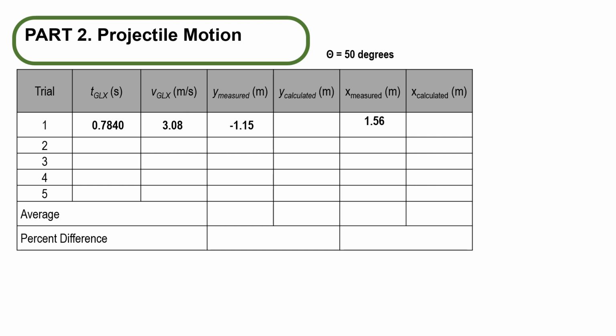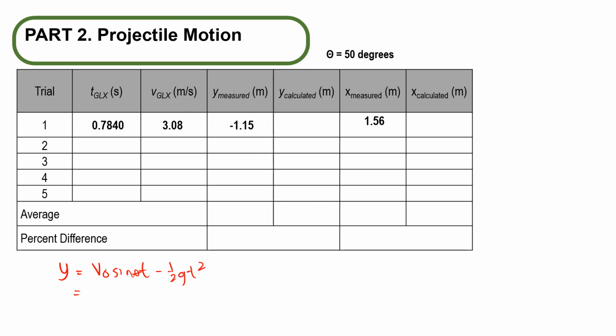Using the following data, let us compute for the y calculated, x calculated, and percent difference. The time TGLX is equal to 0.7840, while the VGLX is equal to 3.08. The y measured was already given, and that is equal to negative 1.15, while the x measured is 1.56. So let us compute for the y calculated. The y calculated is simply equal to initial velocity multiplied by sine theta multiplied by time, minus 1/2 g t squared.